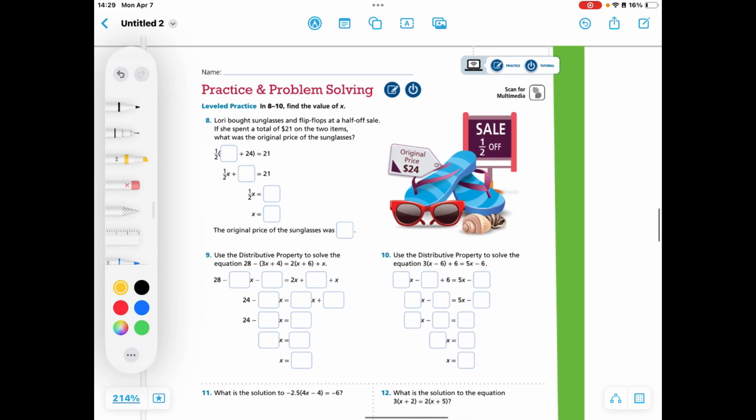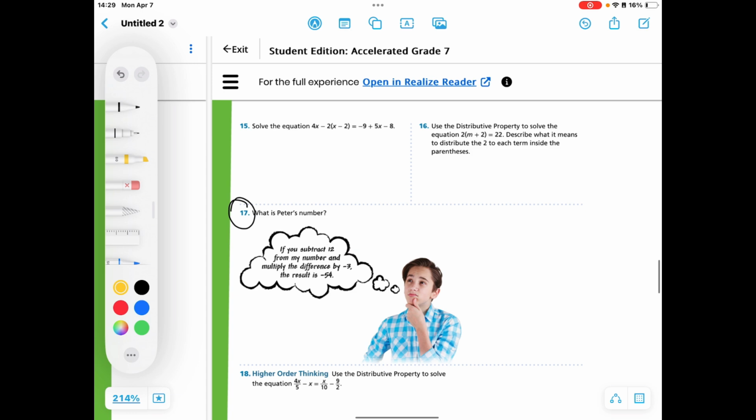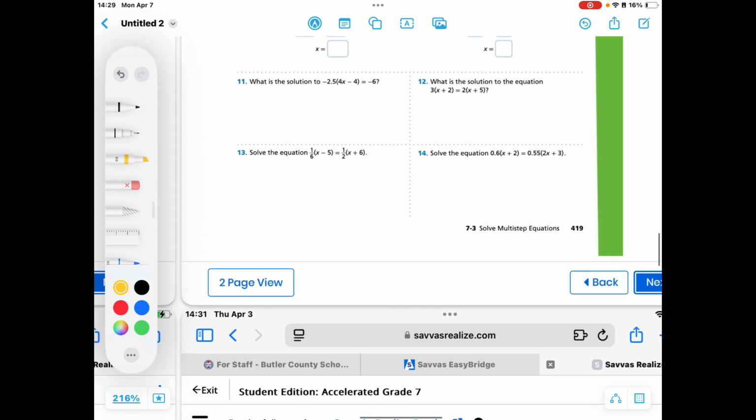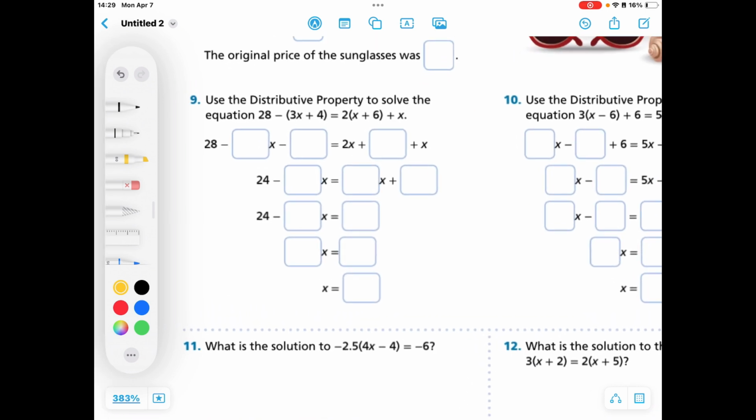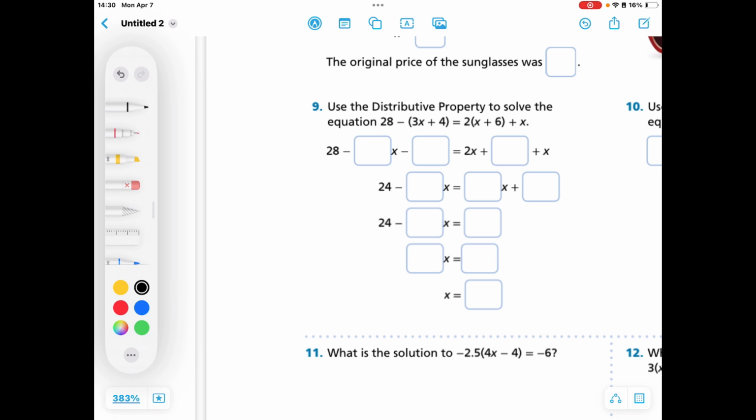Now that brings us to our problems. Because number 17 is an odd, I will do the odd problems rather than the evens, which means we're looking down at number 9. It says use the distributive property to solve the equation. 28 minus 3x plus 4 equals 2x plus 6 plus x. So it's a whole bunch of filling in the boxes and then solving. I will do my best to write what is going on for each step. So for the first one, how they go from step 1 to step 2 is they use the distributive property.